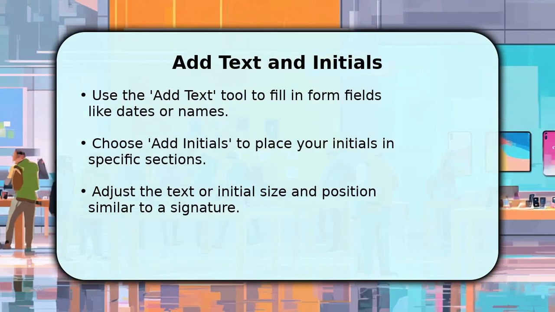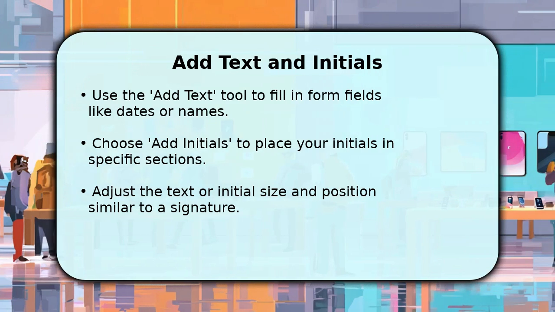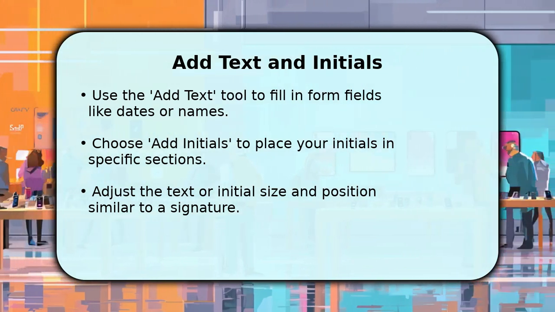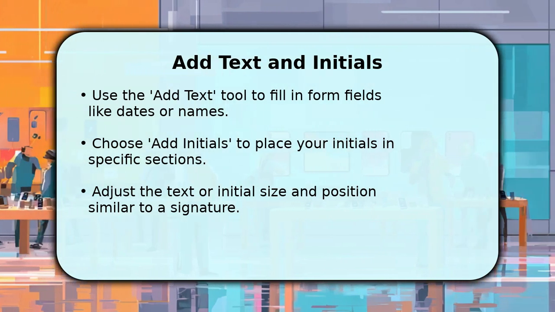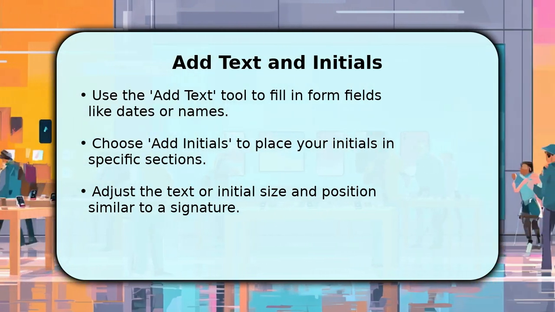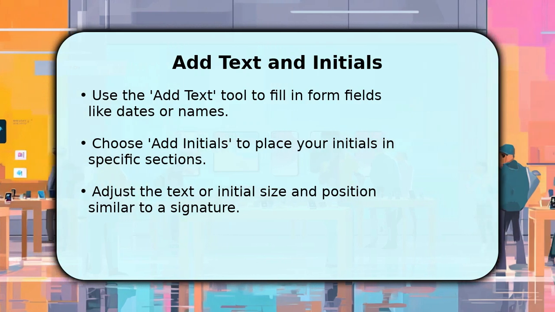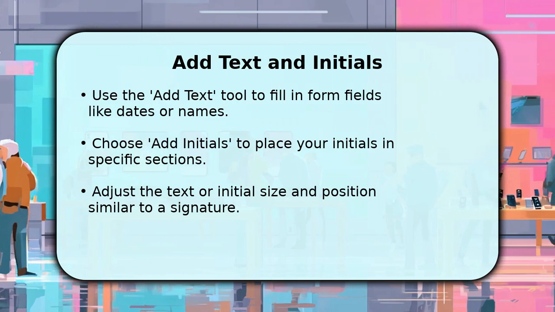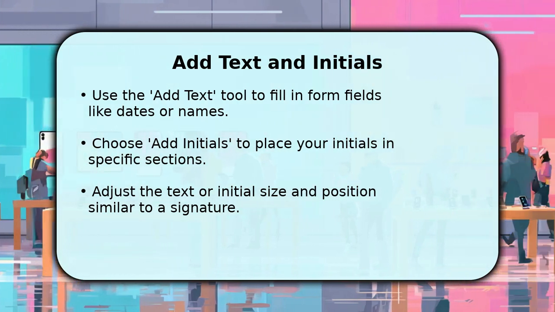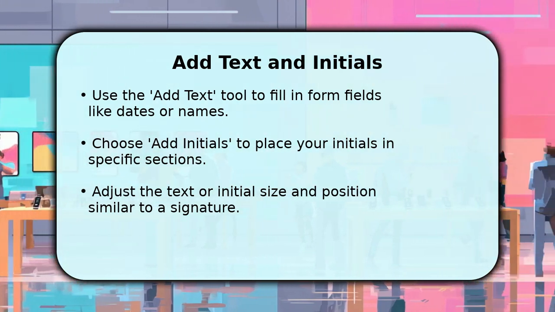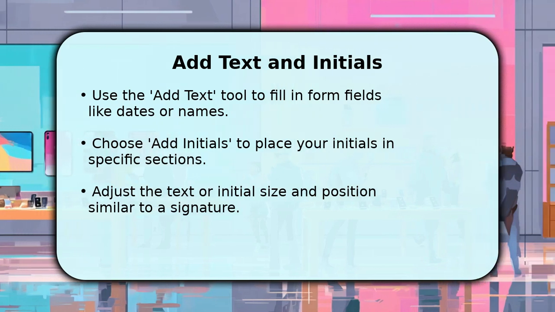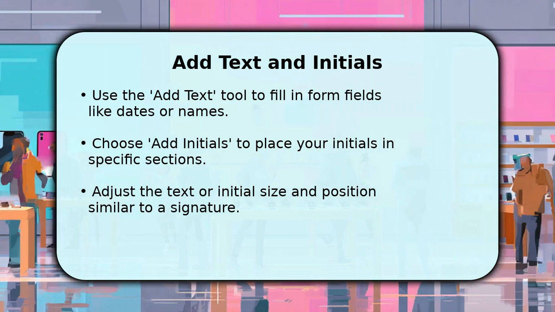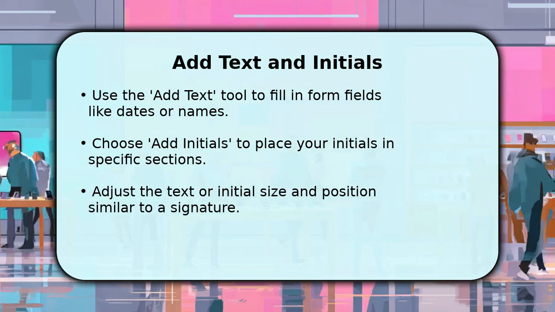Beyond just signing, Adobe Acrobat allows you to add other important information. Utilize the Add Text tool to fill in various form fields, such as the current date or your printed name. If the document requires them, you can also easily add your initials by selecting the Add Initials option. Like your signature, these elements appear in movable boxes. Simply click and drag to position them accurately. Resize them with the corner handles for a clean and professional appearance on your important document.